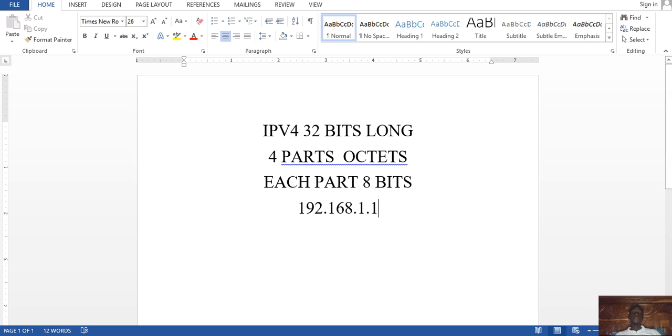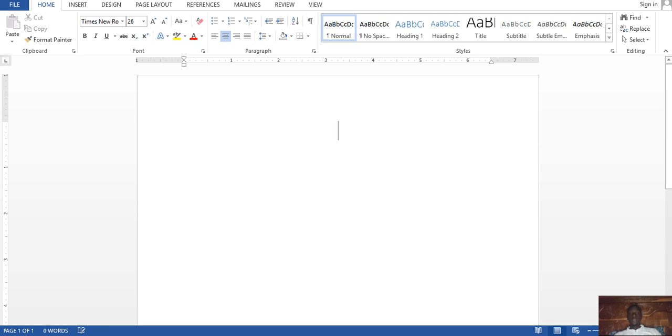Before you understand IP version 4, you need to know how to convert from decimal to binary, and from binary to decimal, like we did with hexadecimal conversion. In order to convert from decimal to binary, you have to understand your bit values. We said we have 8 bits in an IP version 4 address.